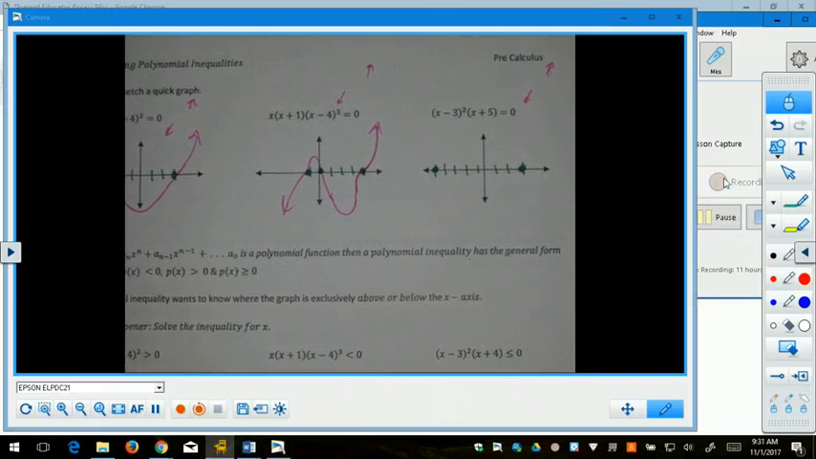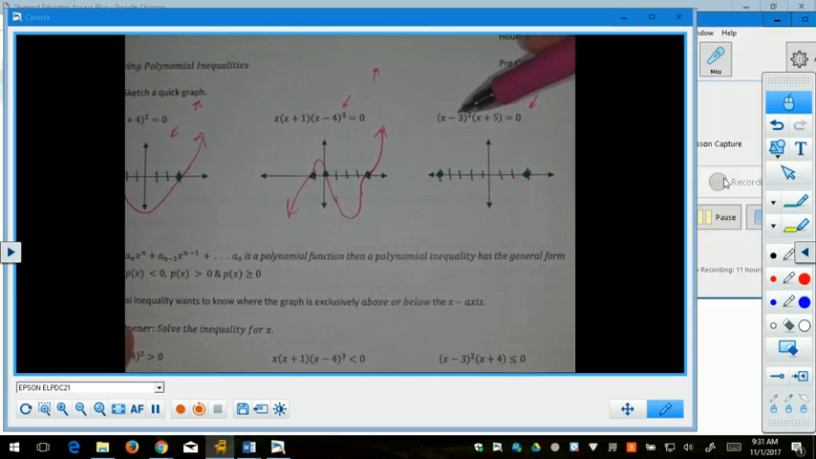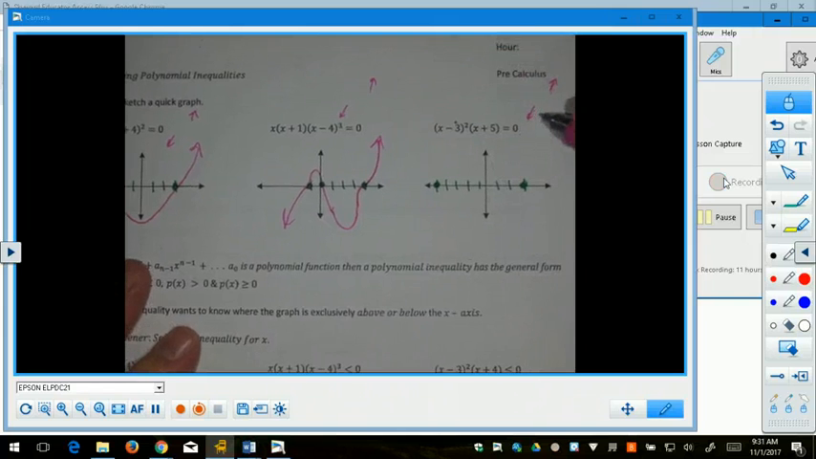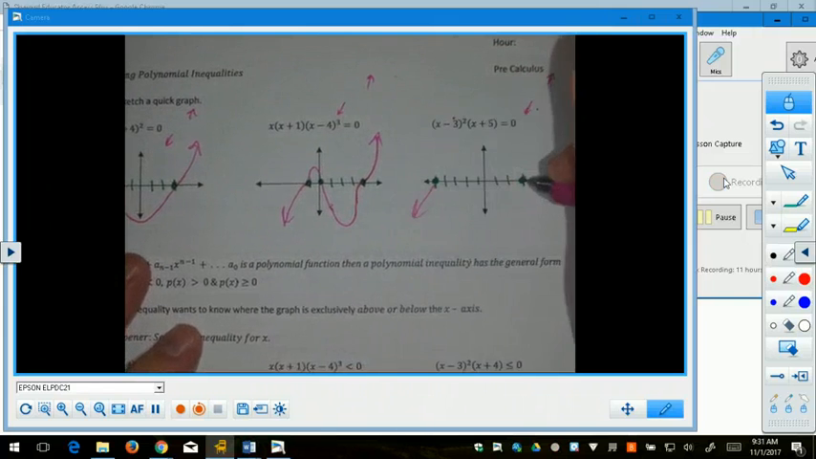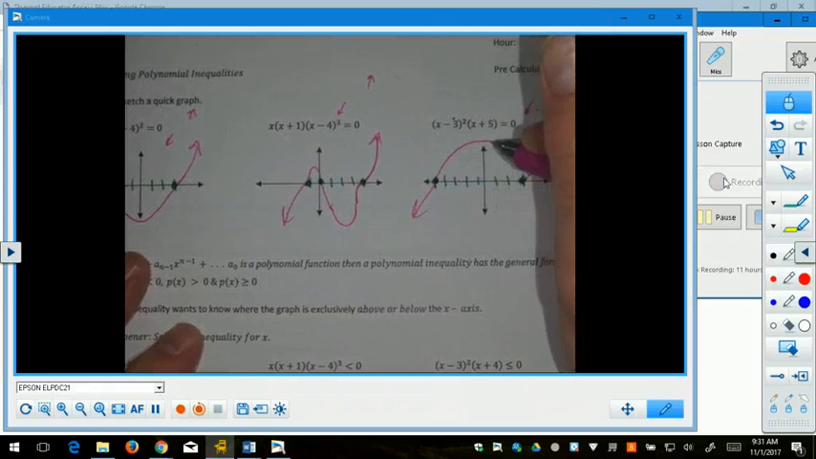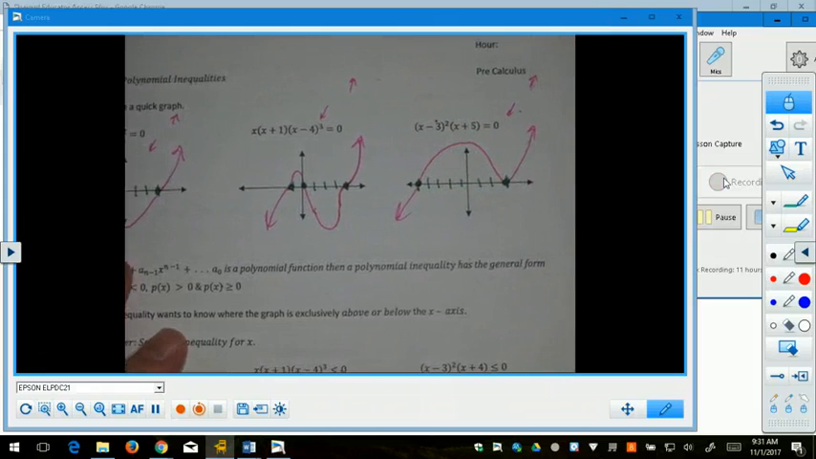It has even multiplicity at 3, so what do I expect to see there? A bounce. And again, because of the end behavior, I expect this one to go down and this one to come up. I do expect a bounce here, so this one just comes just like that. There's my quick sketch of the graph. It's not perfect. I didn't even look for the y-intercept. I probably should have, but it's good for a quick sketch.